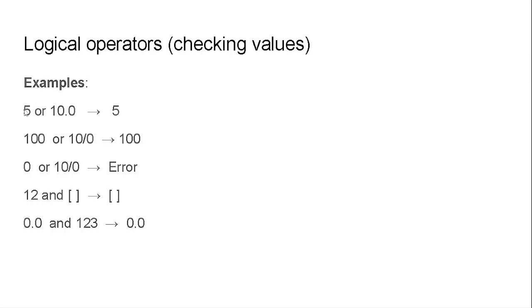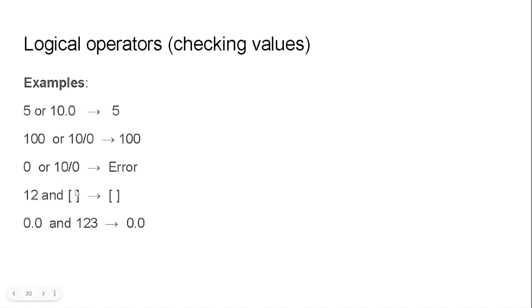Now check this, 5 or 10.0. Look at the first one. 5 is a true value, so 5 is the answer in the OR operator. Now 100 or 10 by 0. 10 by 0 actually will result in an error, but because 100 is true, 100 will be given as the answer, and the Python compiler will never touch this part at all. So this part will never get executed. But look at the same thing, 0 or 10 by 0. In this case, 0 is a false value, so Python will come to this part and execute it and will result in an error, because 10 divided by 0 will give an error.